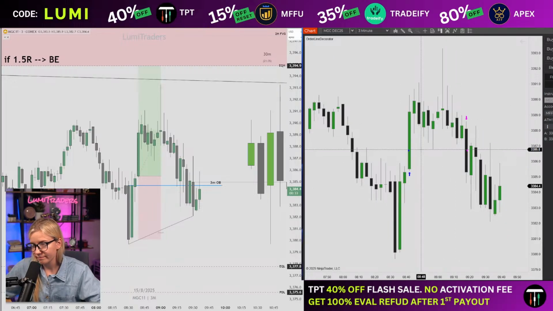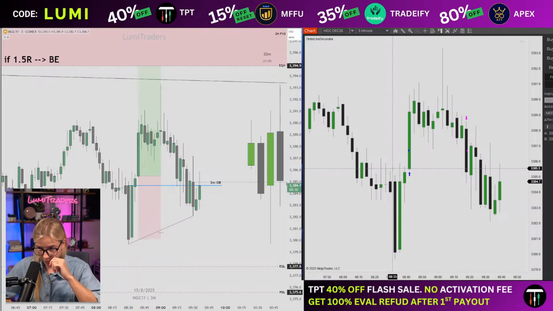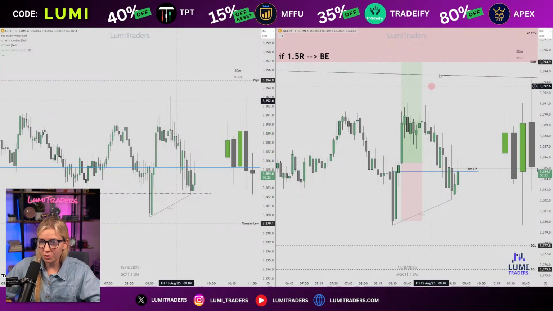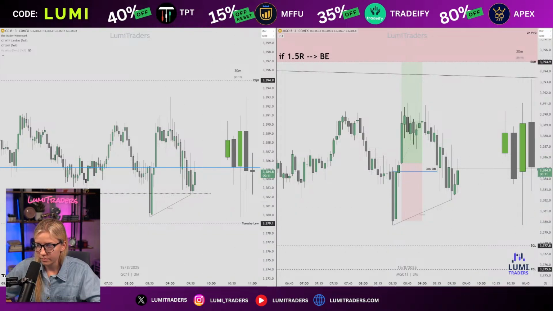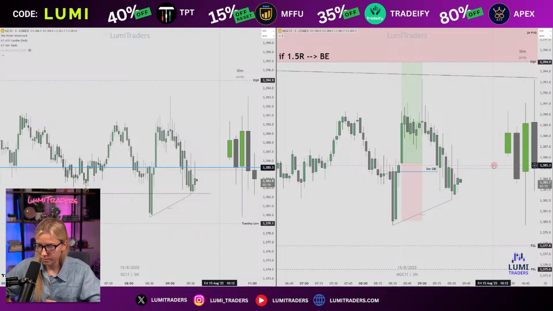Looking for the entry again. I still consider my entry was pretty much solid, but it's annoying. It is what it is. I was aiming for equal highs over here. It was 1.6 points away. Disappointed. Yeah, move to break even. It's going to be a smart move.